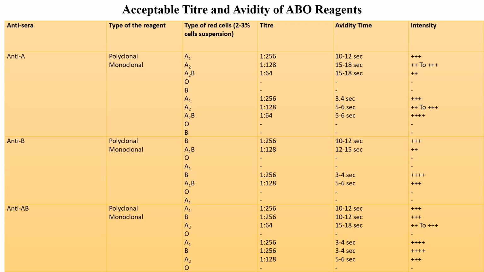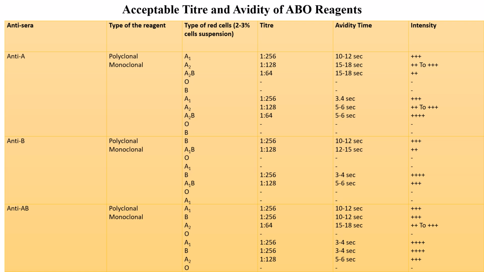With A1 cell, the monoclonal will show 1 in 256. With A2 cell, it will show 1 in 128. With A2B, 1 in 64. With the A1 cell, the time is 3 to 4 seconds. With A2, 5 to 6. And with A2B, also 5 to 6.